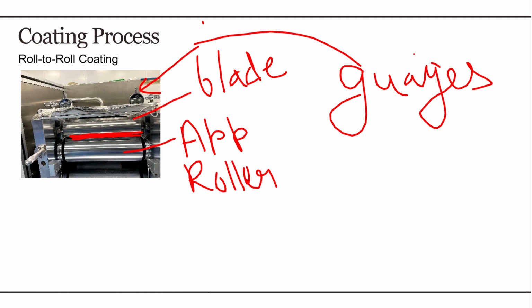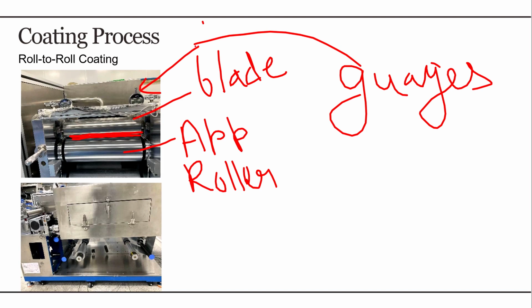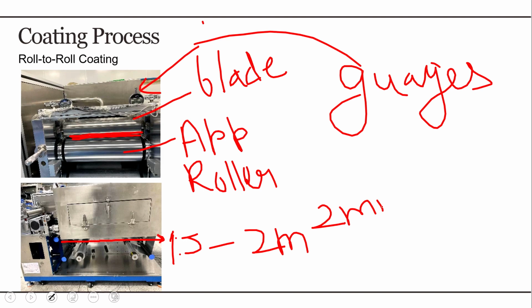Next, this is an oven. This complete set is a small size oven around 1.5 to 2 meter length, and this machine especially has a speed of 2 mm per second to 3 meter per second.